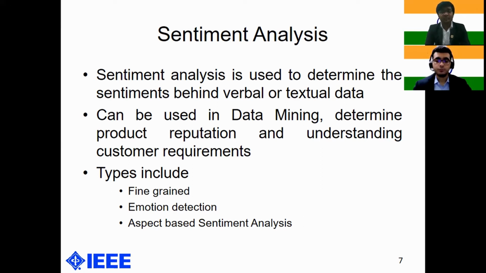It includes fine grain, which is done at the sentence level or sub-sentence level. We have emotion detection, which helps in identifying complex human emotions such as happiness, sadness, anger, etc. Thirdly, there is aspect-based sentiment analysis, which takes the context into consideration.